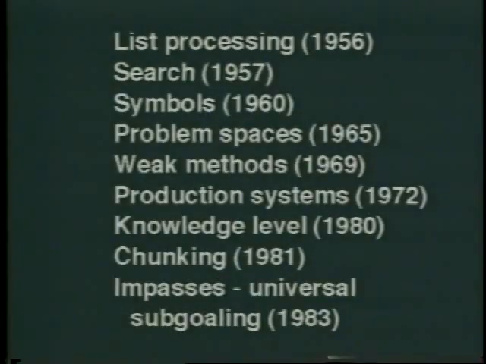So here's a list of what I consider to be sort of essential good ideas. Kind of unimportant what the list is: list processing, search, symbols, problem spaces, weak methods, production systems, knowledge level, chunking, impasses, almost all of which, the story isn't quite the same for each one of them, have this property that they are simple ideas, and that over the years, each one of these becomes deeper and transforms itself. And I'm only going to give you a single example of that.